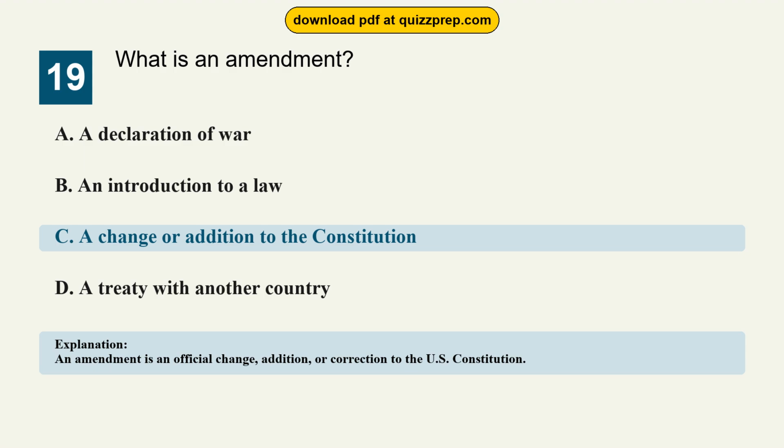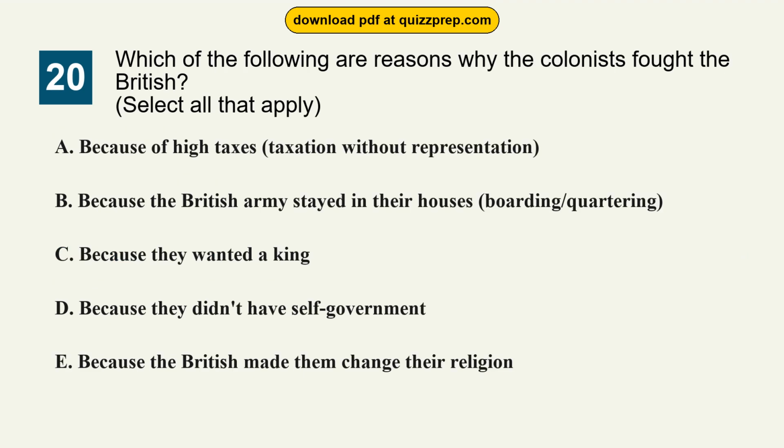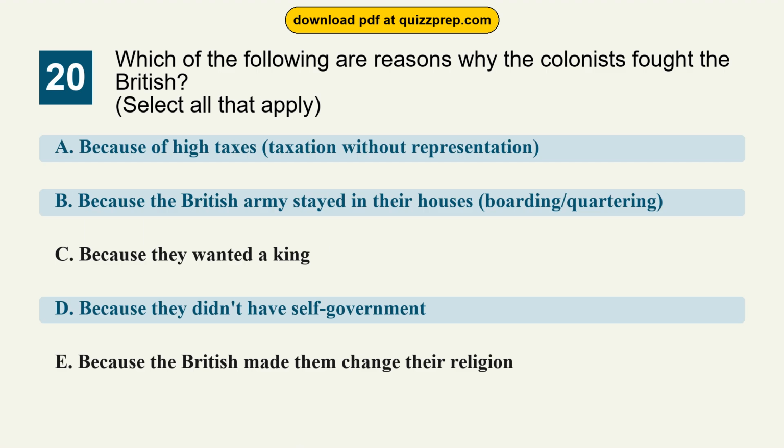Constitution. Question 20. Which of the following are reasons why the colonists fought the British? Option A. Because of high taxes, taxation without representation. Option B. Because the British Army stayed in their houses, boarding/quartering. Option C. Because they wanted a king. Option D. Because they didn't have self-government. Option E. Because the British made them change their religion. The correct answers are options A and B and D.